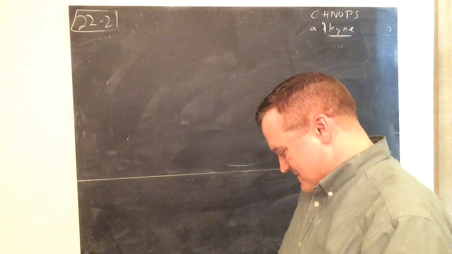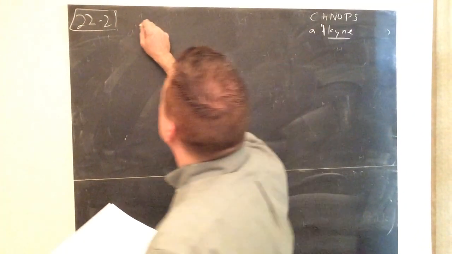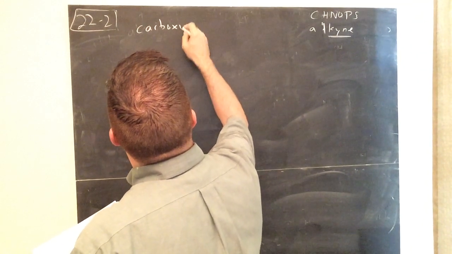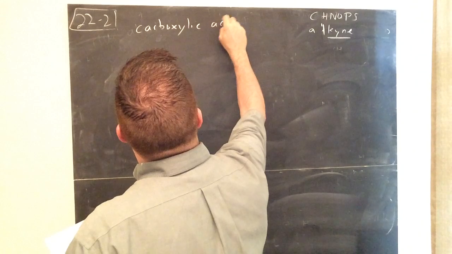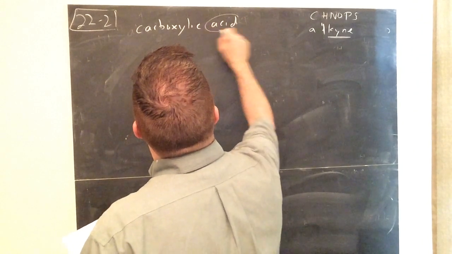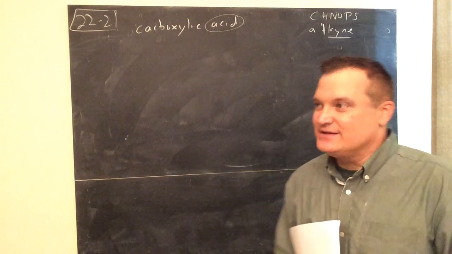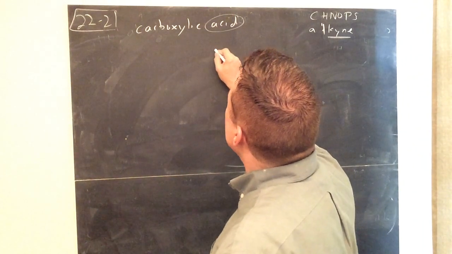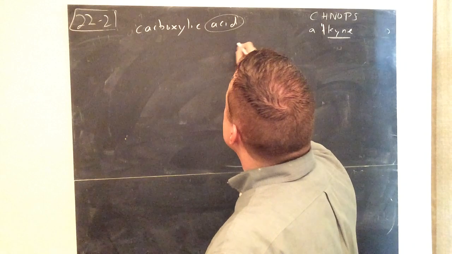Okay, carboxylic acid. I'm going to try hard to get through all of it in this video. You can always pause it. Carboxylic. Okay, the key word here is acid, an organic acid. Carboxylic acid. Now, what that does is this.